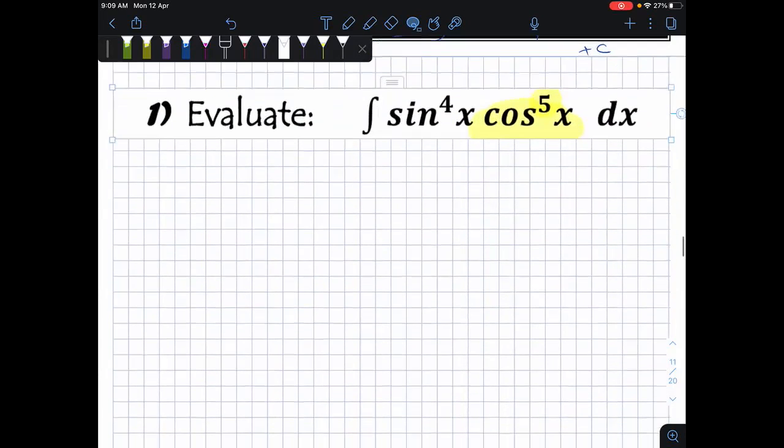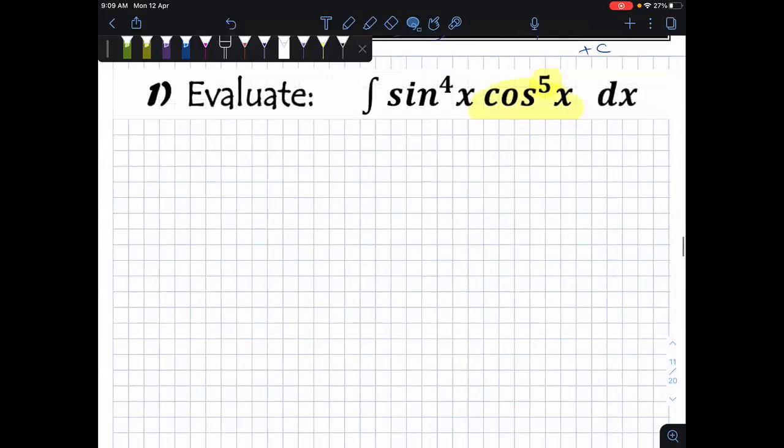We'll paste it as an image and then we will solve. So you should look first at the question. Notice that it's sine to the power of 4 and cosine to the power of 5. 5 is odd. So we should split the cosine to the power of 5x into 2 factors, and then use the relevant identity.